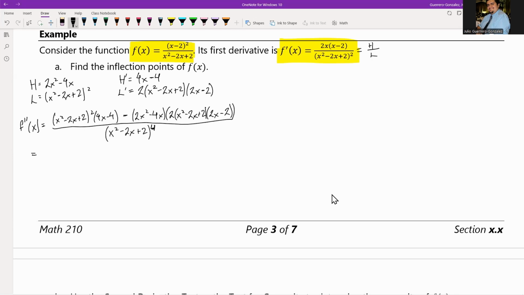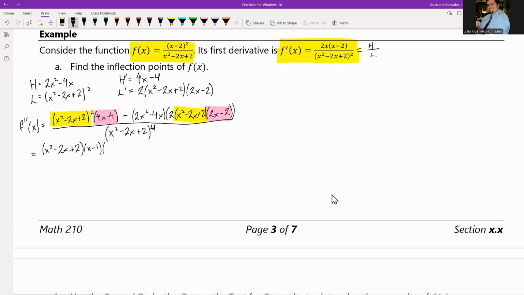Equal. I'm going to try to combine this, and I'm going to try to show you guys my steps here. So first thing first, you guys hopefully see that this has an x squared minus 2x plus 2, and this one does too. So I can factor out one of those. So I'm going to do this. X squared minus 2x plus 2. So that's 1. And separately, 4x minus 4 and 2x minus 2, they have the same common factor underneath. It's going to be an x minus 1. So I'm going to factor out that too, x minus 1.